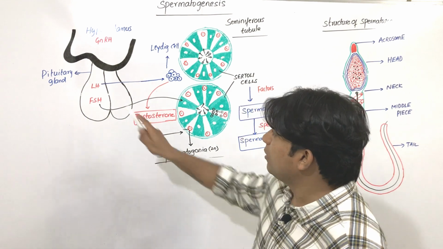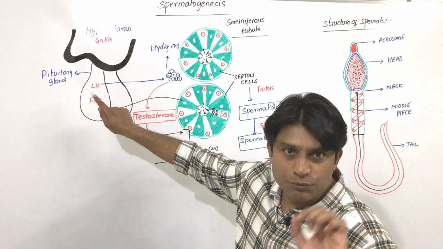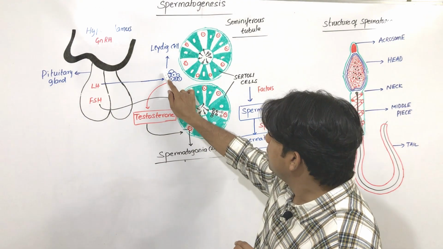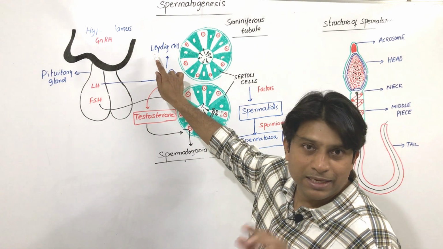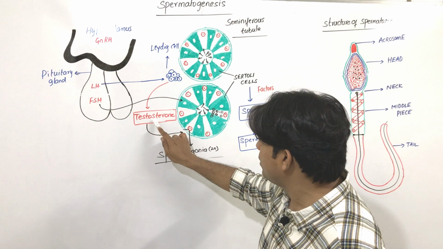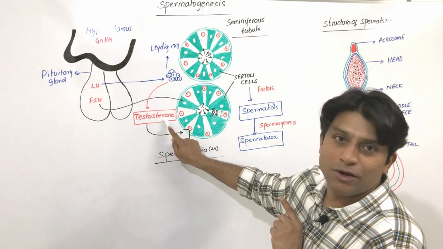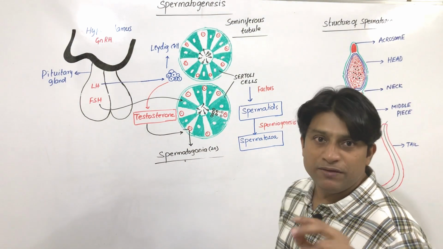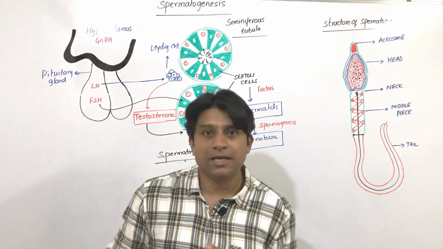First, luteinizing hormone released from the pituitary reaches the blood circulation and influences the interstitial cells, which are known as Leydig cells. These cells secrete androgens. The principal androgen is testosterone. Now this testosterone acts on spermatogonia, the sperm mother cells, which are present between the two Sertoli cells.